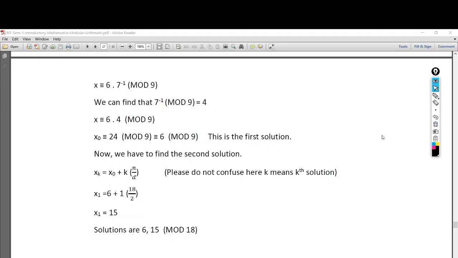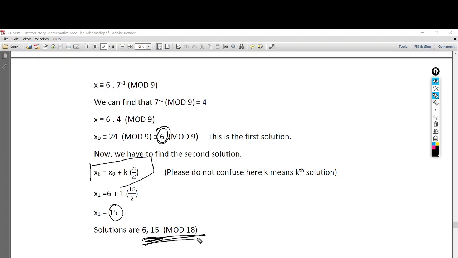So now we found the two answers: 6, that is x0, and just now we found 15. Those are the two answers, and we know that there are only two answers. The original x0 we found by using this formula, and substituting k as 1, we found 15. So those are the two answers.